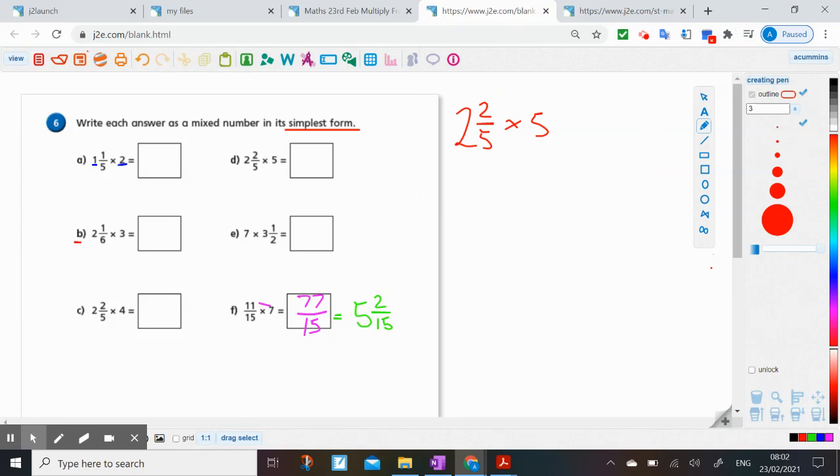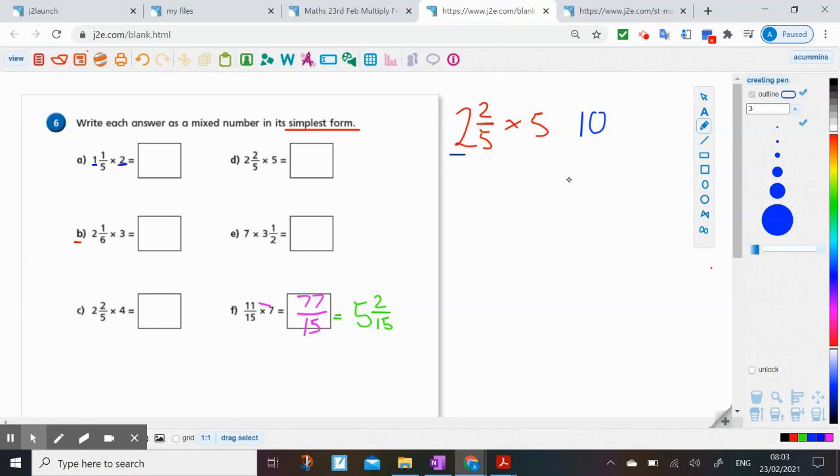Okay, if you're watching this, it's because you've finished those questions yourself, D and E. So let's have a look together. Let's do option 1, the whole numbers version for this one. So 2 times 5, of course, is 10.